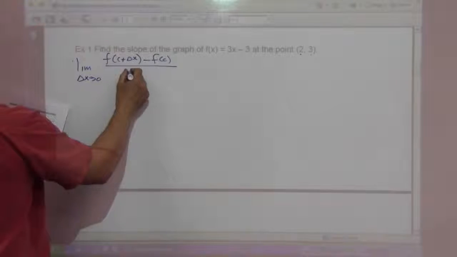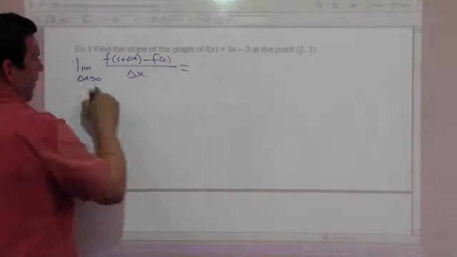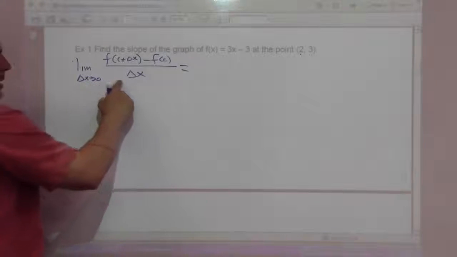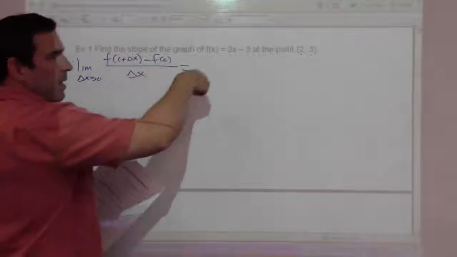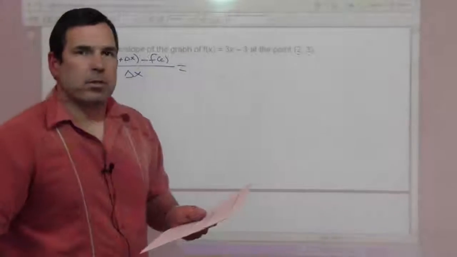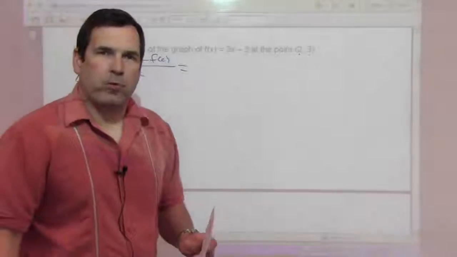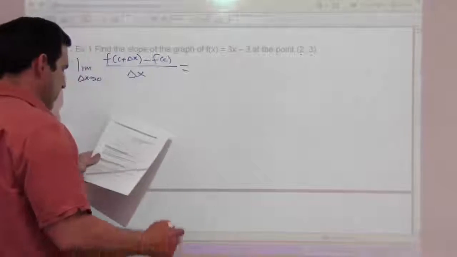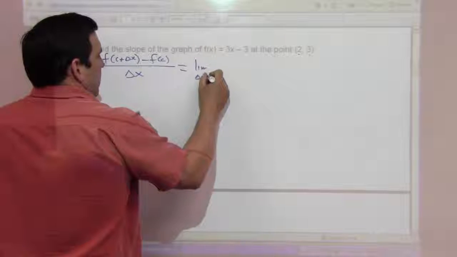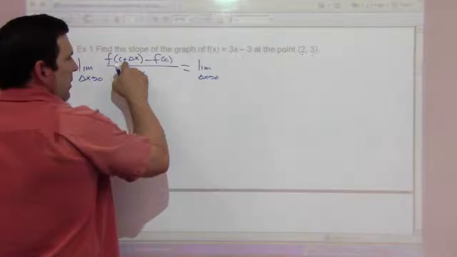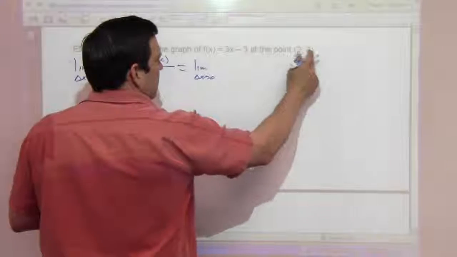over delta x. Now right now if I plugged in 0 for delta x, I'm going to have 0 down here, 0 there, so it's f of c minus f of c, 0 on top. It's a 0 over 0 situation. That's the indeterminate form. We have to work through this. So this is going to be the limit as delta x goes to 0 of, now our c in this case is 2.